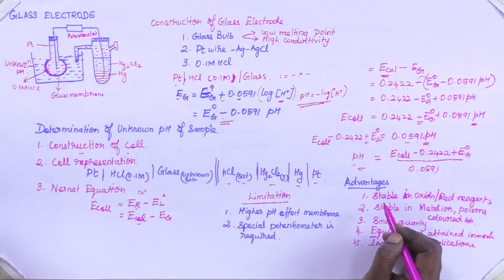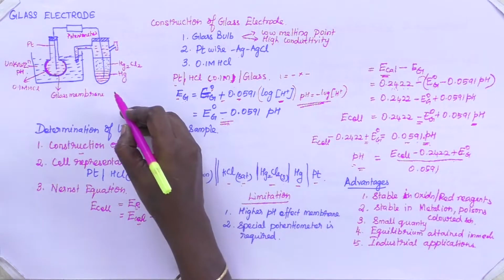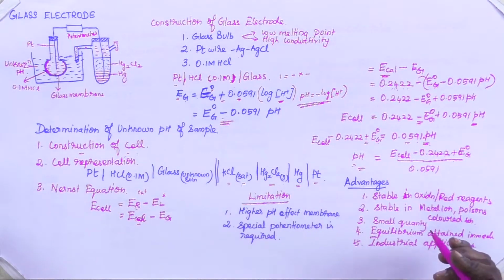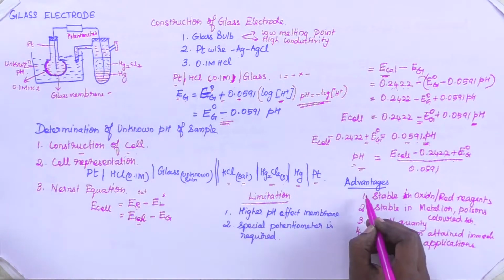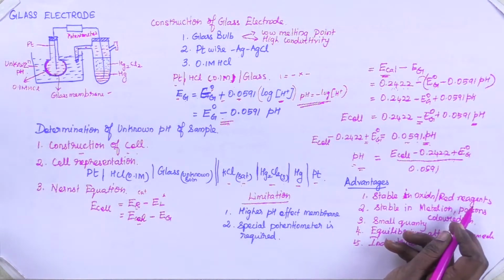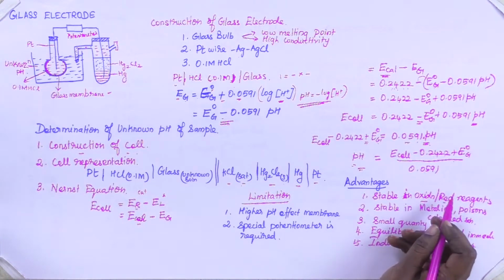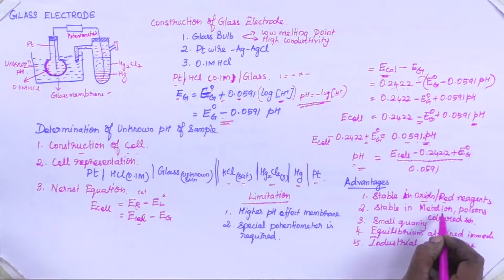Now we are going to study the advantages of the glass electrode over other electrodes, because we studied the hydrogen electrode, calomel electrode, and silver chloride electrode. So many types of electrodes we studied. What is the specific application of the glass electrode? The advantage is that it is stable in any oxidizing and reducing reagent, so it is not affected by the oxidation and reduction reagents present in the sample solution. Second, it is stable in metal ion and poisonous solutions, even a very dark colored solution can be estimated.